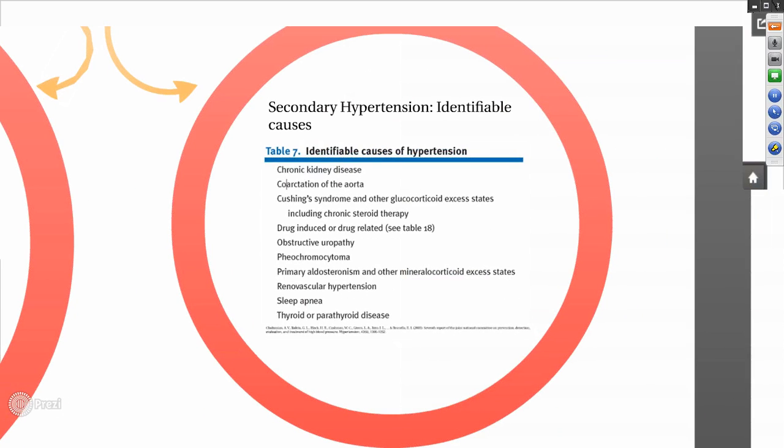What's the second type? The second type is secondary hypertension. Very, very small amount of people have this, maybe about 5%, whereas people who have primary hypertension is about 95%. So in secondary hypertension, these are identifiable causes. We know what's causing this. Things like CKD, drug-induced problems, thyroid diseases, all these things we know directly can cause hypertension. We can pin it down here.